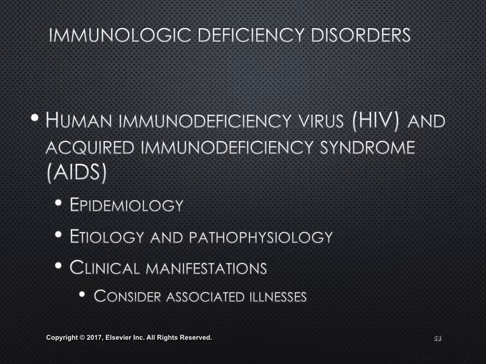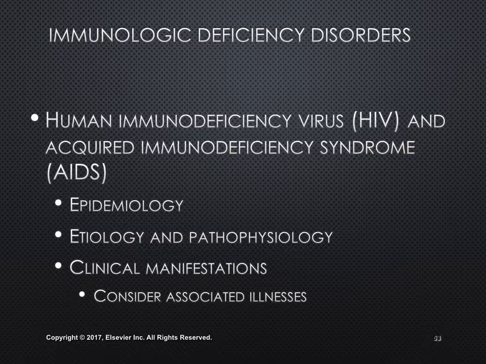As far as the etiology and pathophysiology, HIV is a retrovirus that's transmitted by lymphocytes and monocytes. It's found in the blood, the semen, vaginal secretions, and breast milk. It has an incubation or latency period of months to years. So it's possible that somebody may have been exposed but will not show changes in their labs for years in some cases.